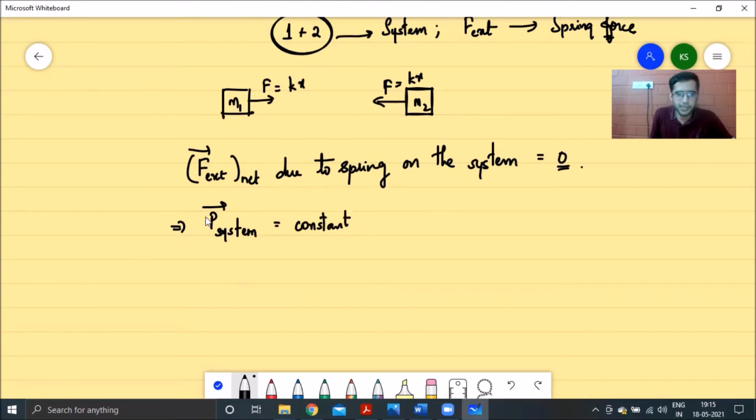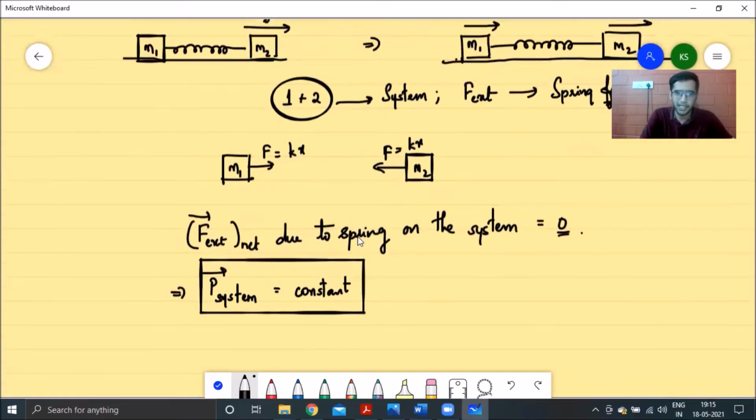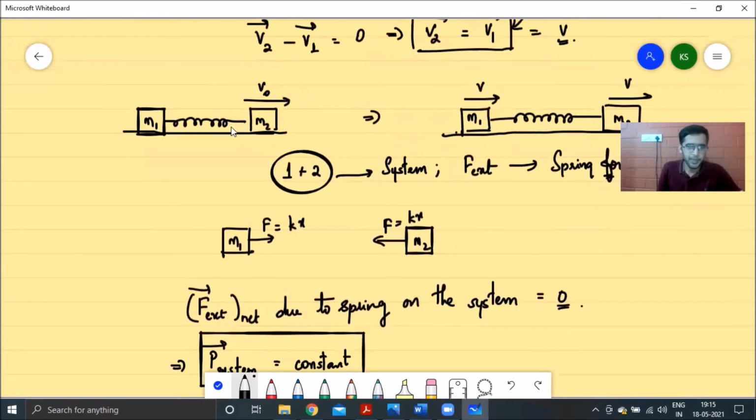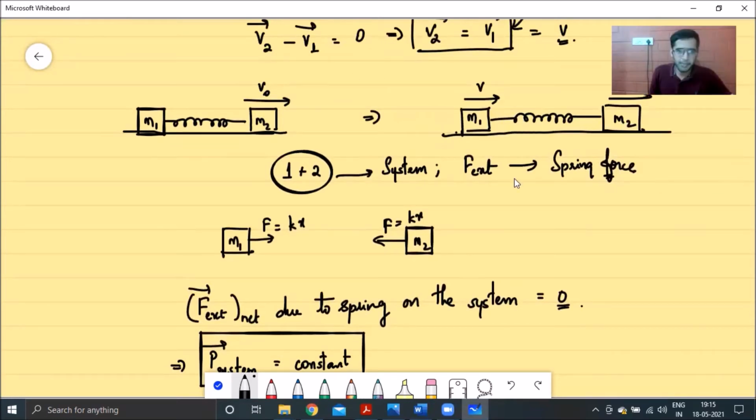So the momentum of the system will remain constant over here. The momentum of the system from the initial condition to the condition of maximum elongation, from here to here, from this case to this case, remains constant. So let me write my momentum equation over here.